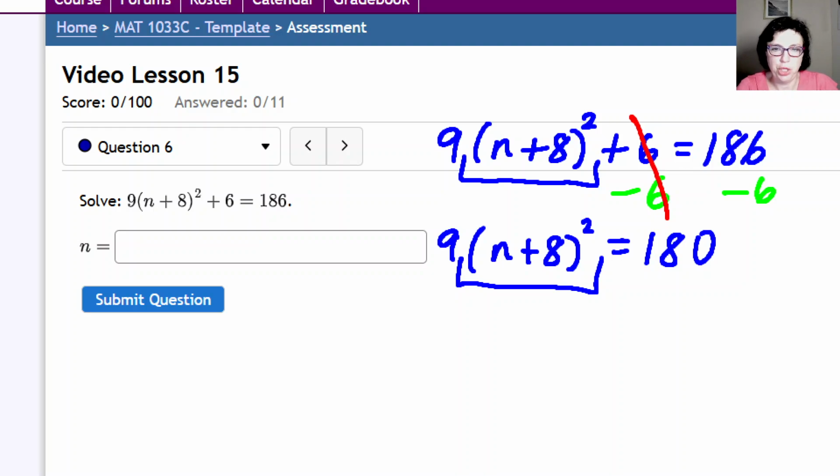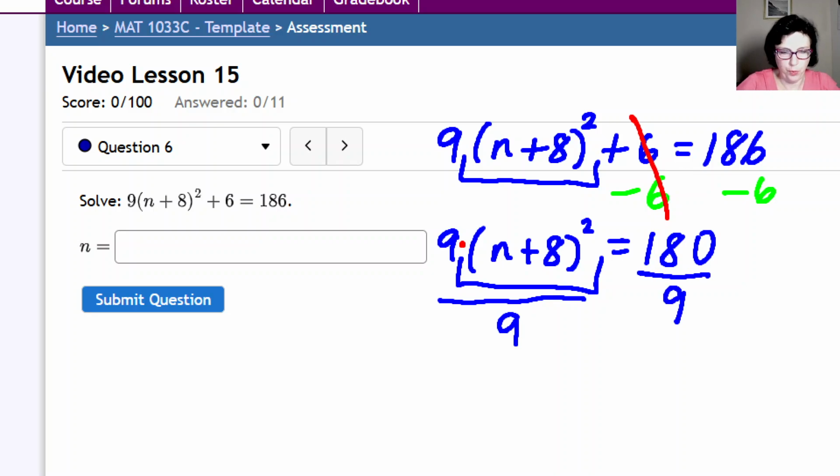Now, what operation is between 9 and the square? Remember, the default operation when they don't put anything is always multiplication. This is times right here. To undo multiplication, you divide, right? The operation that's opposite to multiplication is division.